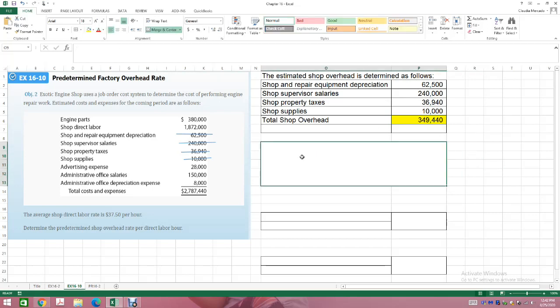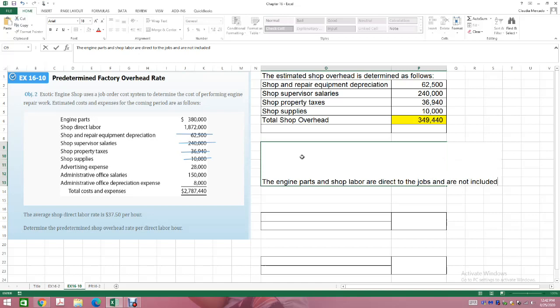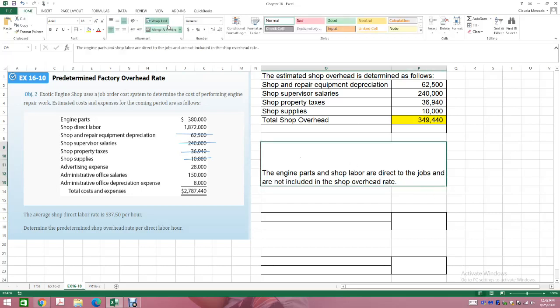Now here I'm going to explain. We know that the engine parts and shop labor are direct to the jobs, and these costs are not included in the shop overhead rate. We have three components: materials, labor, and overhead. Materials and labor are separate. Everything else that is associated with the shop goes into overhead.